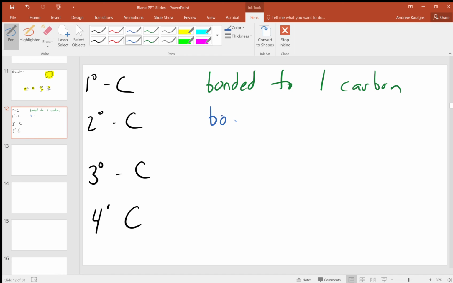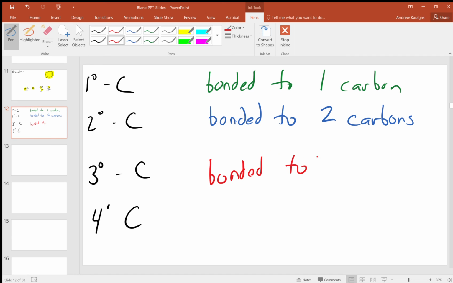A secondary carbon is bonded to two carbons. Tertiary carbon, bonded to three carbons. And then I'm sure you've already guessed at this point that a quaternary carbon is a carbon that is bonded to four other carbons.